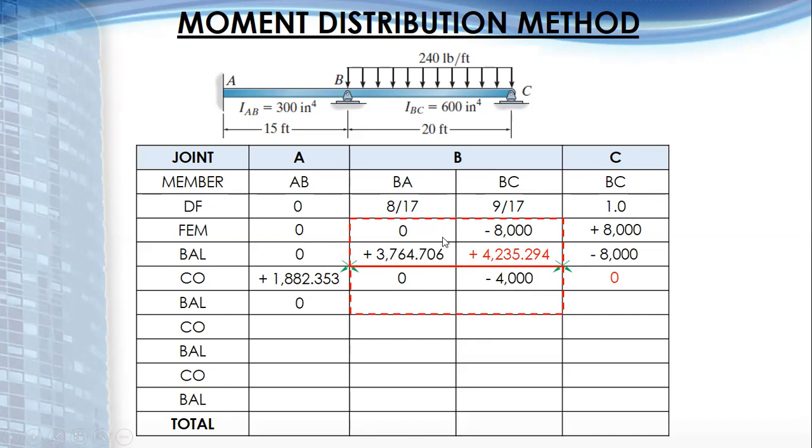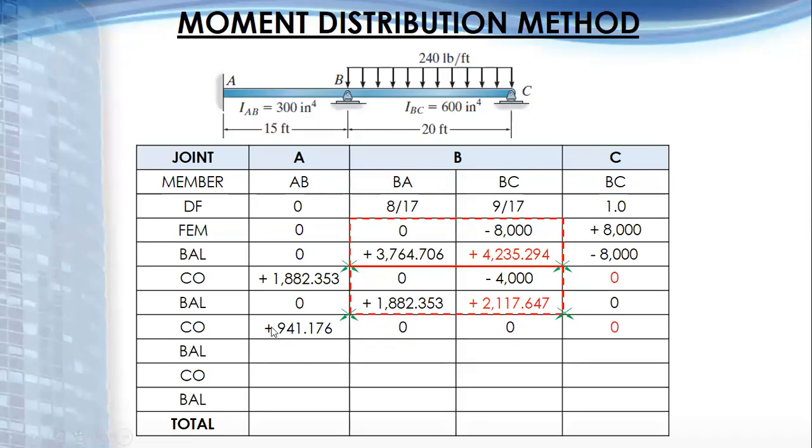So, 4,000 times 8 over 17, we have this one. And 4,000 times 9 over 17, we have this one. And then 0 times 1, 0 lang. And then carry over. Half of this carry over sa BA, 0. Half of this carry over sa AB. And again, for BC, with modified stiffness, the carryover moment is 0. And for CB, 0. Again, CB niya.